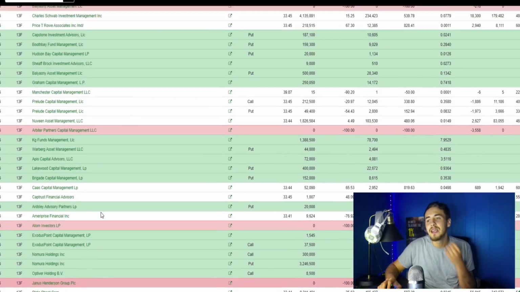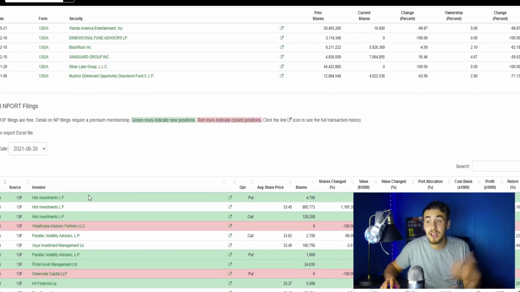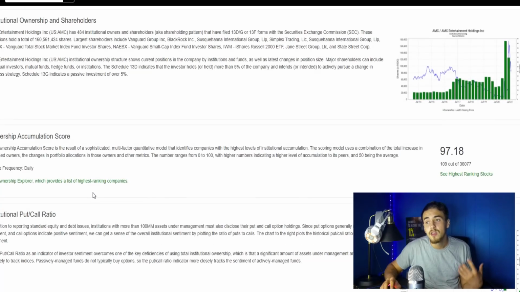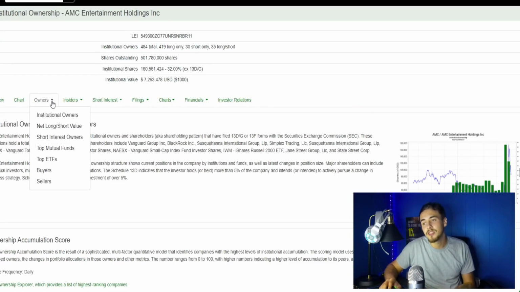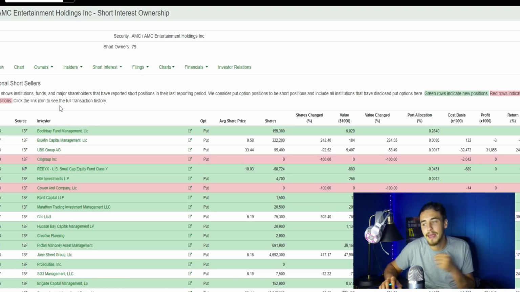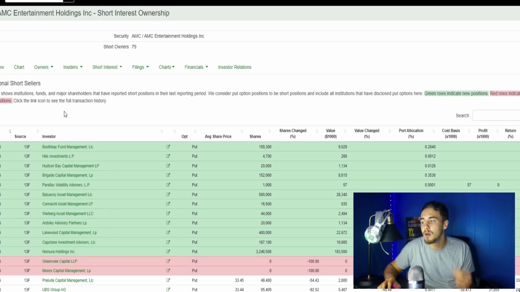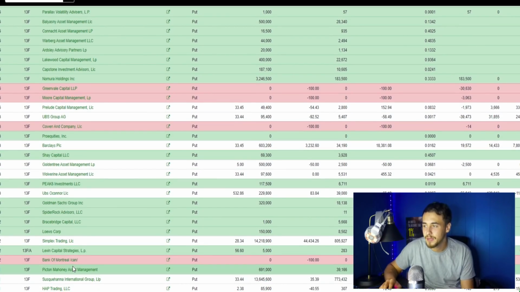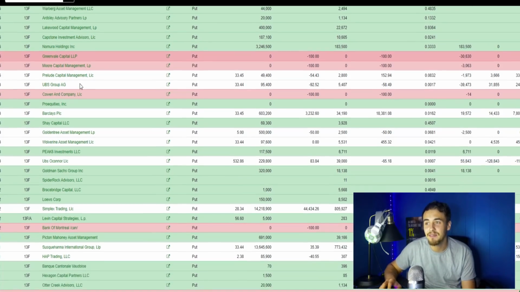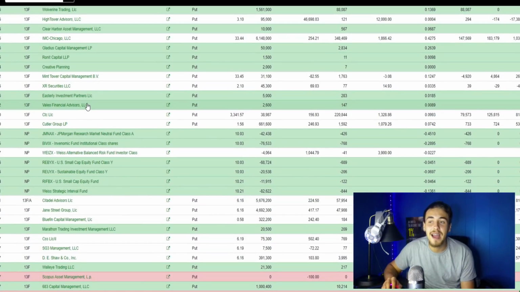You're going to want to see, obviously, bullishness from hedge funds and institutions, but you're also going to want to see the short interest owners going up as well. And we see that right here. Take a look at all of this green, all of these put positions that have been put on AMC stock. Only a handful, 1, 2, 3, 4 firms have actually sold out of their short positions. Well, a majority of these positions are brand new positions and even staying the same, meaning they're not buying anymore.